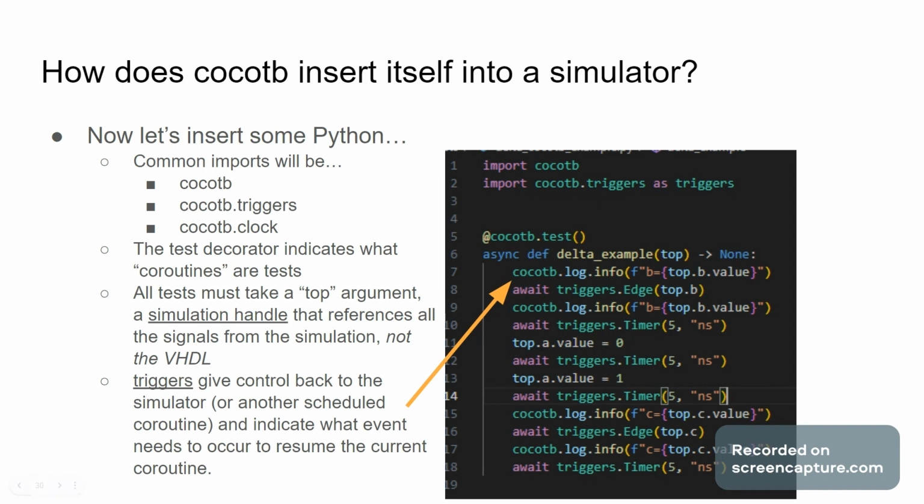So, triggers now. Triggers are effectively the wait statement in VHDL. You use them to give back control to the simulator or another scheduled coroutine. They also indicate what event needs to occur to make the current coroutine resume operation. So in this case, when you do a wait triggers edge top.b, you're telling the scheduler, hey, I'm going to give up control, however, I want to get control back when there's an event on top.b. So edge is effectively the tick event in VHDL. It just means that there was some type of change on that specified simulation handle.